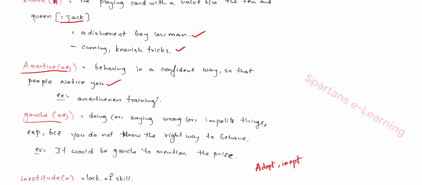People from villages normally will not have some etiquettes, right? People who are well polished and living in cities follow certain etiquettes, whereas people coming from rural areas or villages will not have those etiquettes, right? So doing things in a wrong way is called gotch. Okay, example, it would be gotch to mention the price.